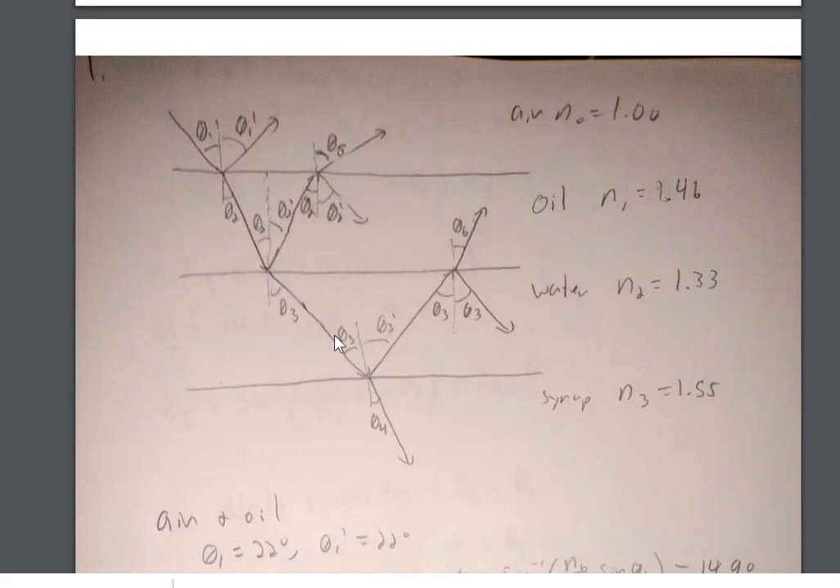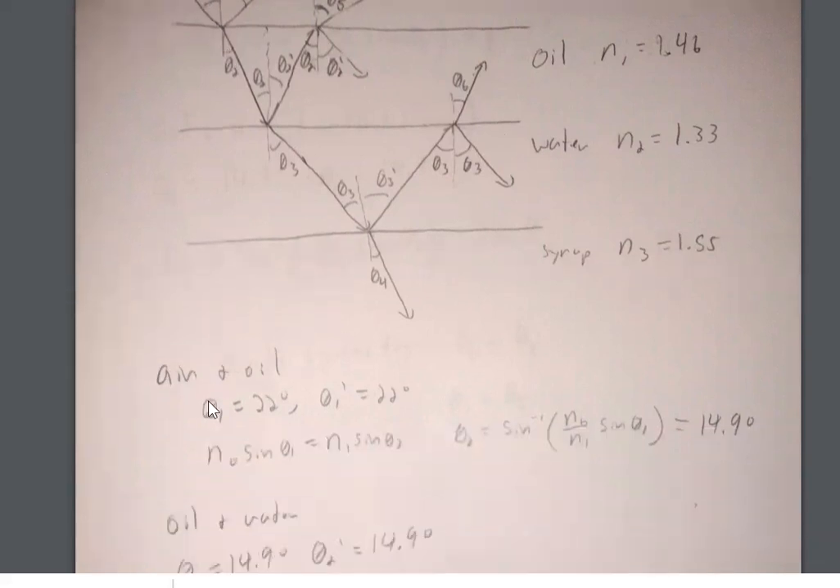And similarly, this ray gets reflected and refracted. And then up here, it gets reflected and refracted again. So these are all of the angles that we want. In each case, for reflection, we use the fact that the angles have to be the same. And for refraction, we'll use Snell's law.